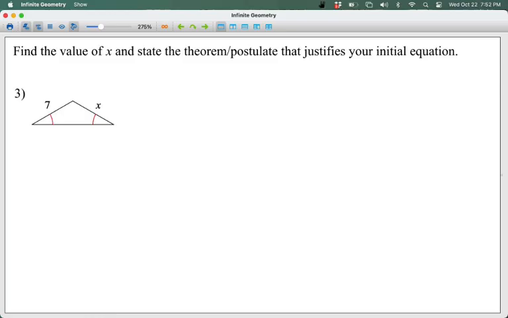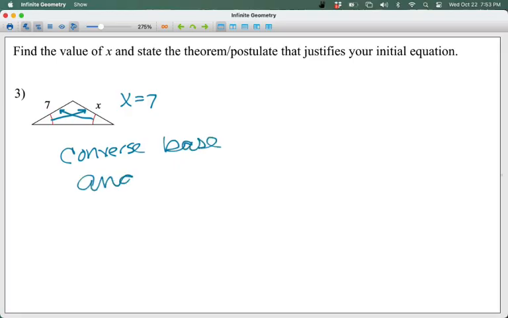All right. Again, we're going to find the value of x, and we're going to state the theorem or postulate that justifies our initial equation. Starting off with the base angles congruent, that means those opposite sides are congruent. So x is 7 for sure. Is this the converse or the original? It's just like number 1. It's the converse of the base angle theorem. All right, let's go on to number 5.